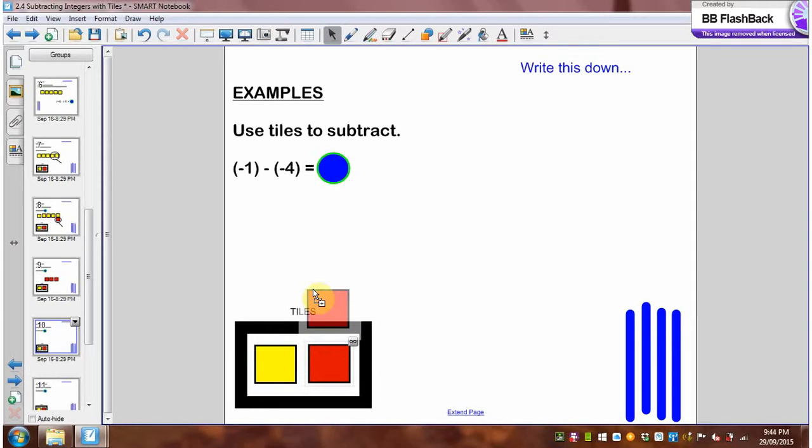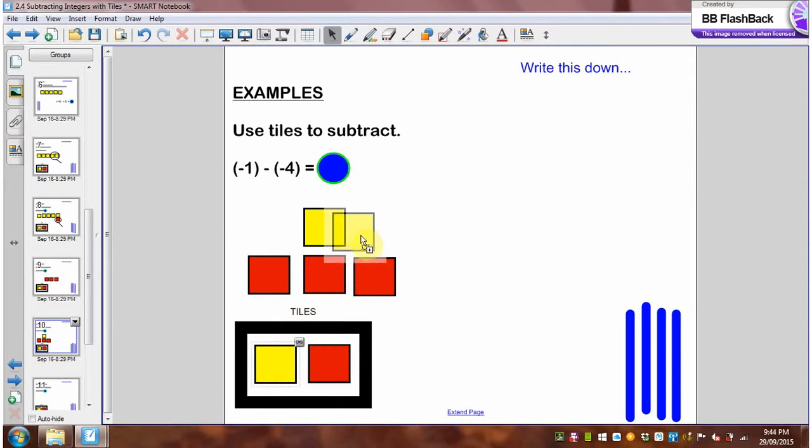So we're going to move our red tile up. We need to take away 4 negative tiles, but we don't have 4 tiles to take away. So we're going to bring them up. We brought a red one up, but if you bring a red one up, you need to bring a yellow one up. If you bring a negative, you need to bring up the positive as well. So 1, 2, we have to bring up our yellow one. 3, and we have to bring up our yellow one.